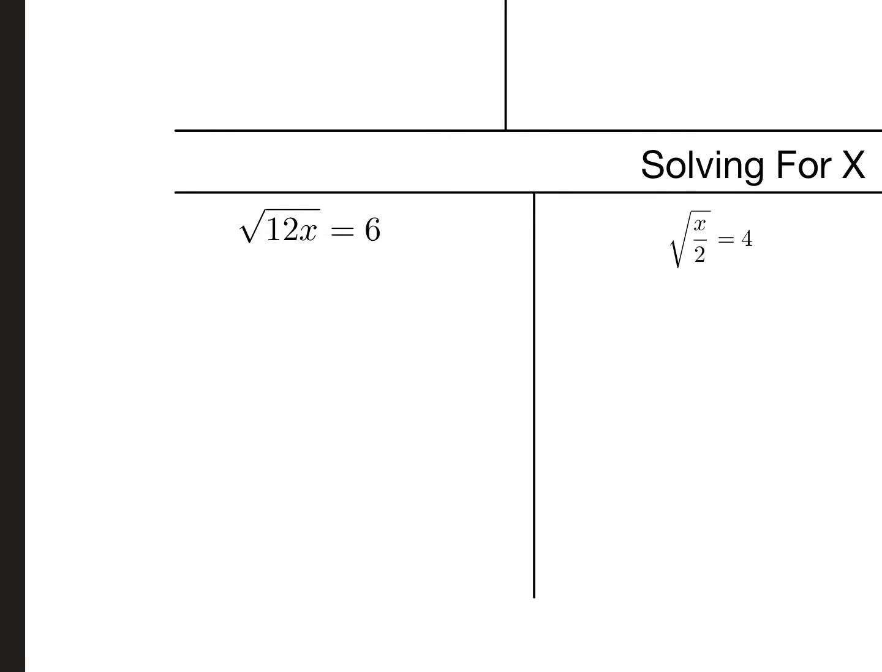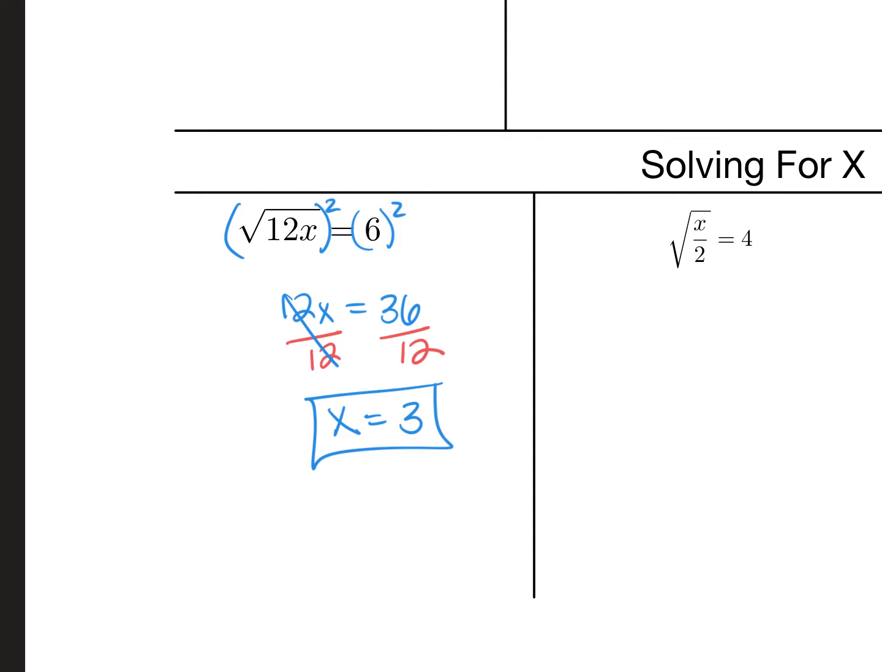So our next step is to get rid of the radical by squaring both sides. Now once we do that, we are left with the 12x that was inside the radical. And 6 squared is 36. Next, I'm going to divide both sides by 12 to cancel out these 12s. And I get x by itself, and it is now equal to 3.